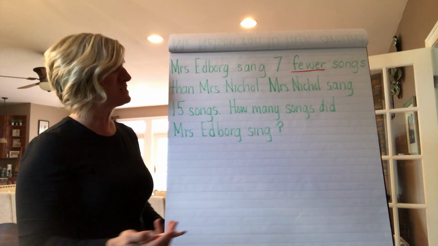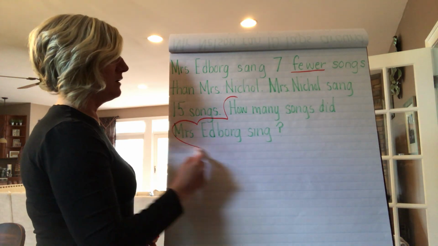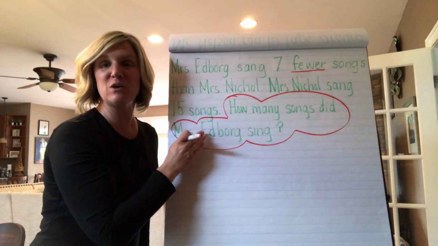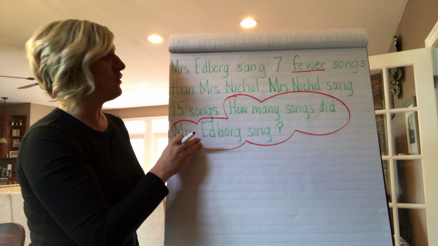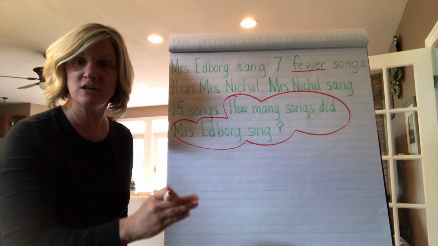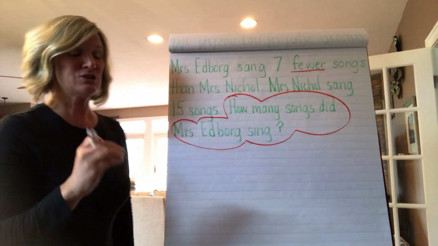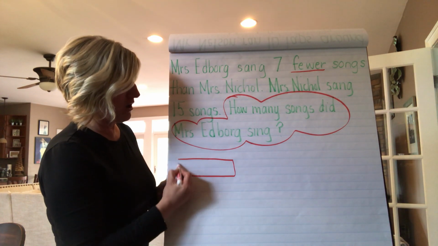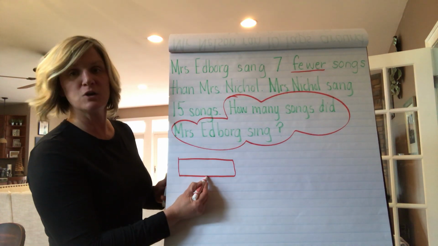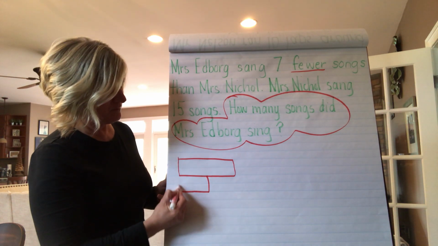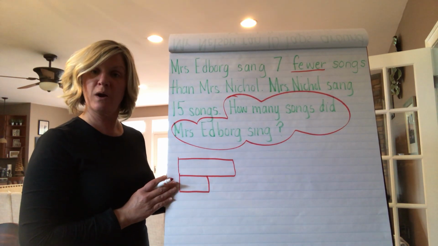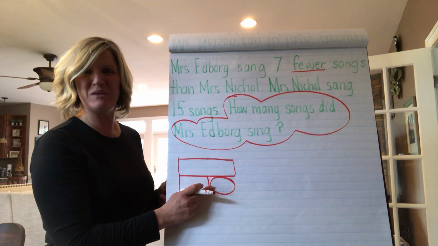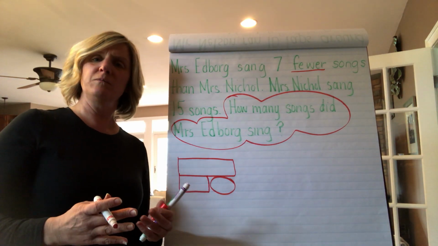All right, so right away, boys and girls, I see 7 fewer. I know I can use my comparison bars. I'm going to circle my question here because it's really important that I remember this is the only question I have to answer, right? I have to know how many songs Mrs. Edborg sang. So now that I'm ready, I'm going to draw my comparison bars. I have my long or larger bar on top. Going to go right to the middle here. I'm going to have my smaller or shorter bar on the bottom. And I'm going to have, say it with me, my awesome oval.